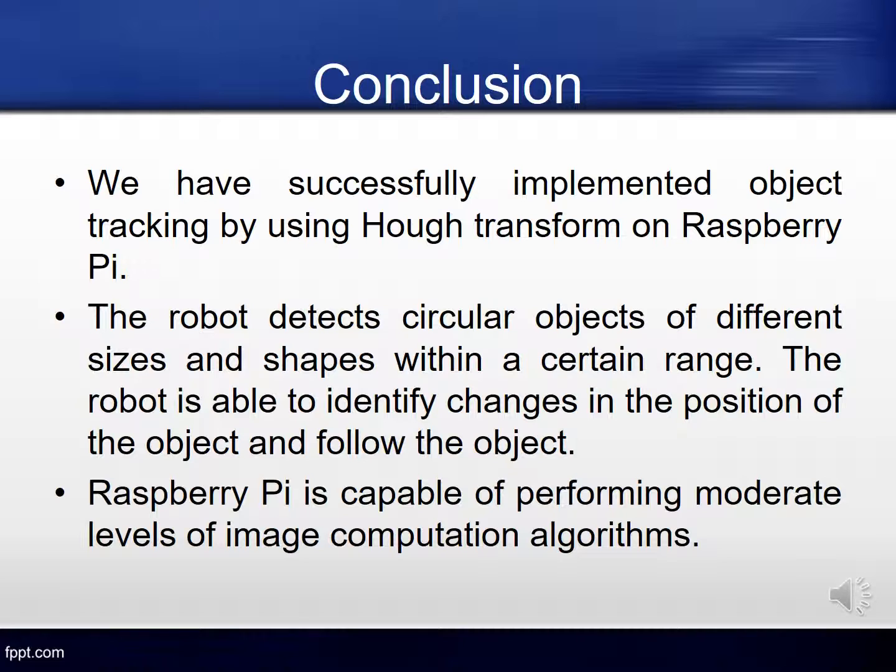Finally, in this project, we have successfully implemented object tracking using Hough transform on the Raspberry Pi. The robot module developed is able to detect circular objects of different sizes and shapes within a certain range. The robot is able to identify any changes in the position of the object and follow the object. Despite the heavy computation required for image processing, the Raspberry Pi module is able to execute the program successfully.